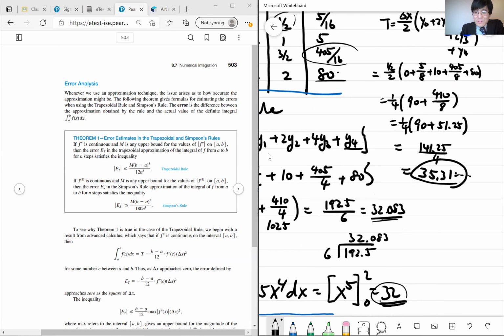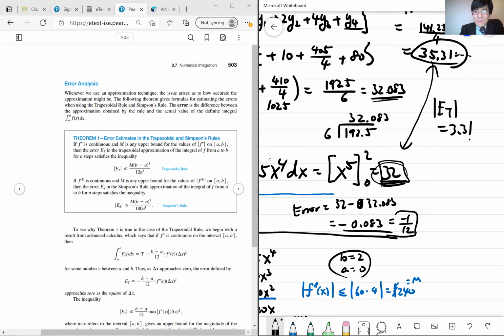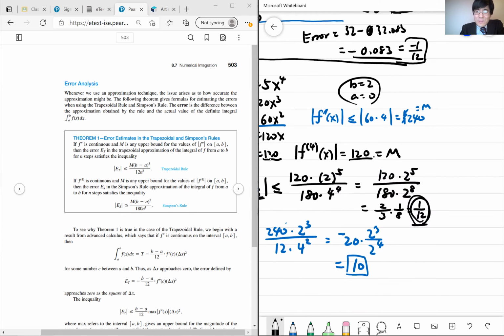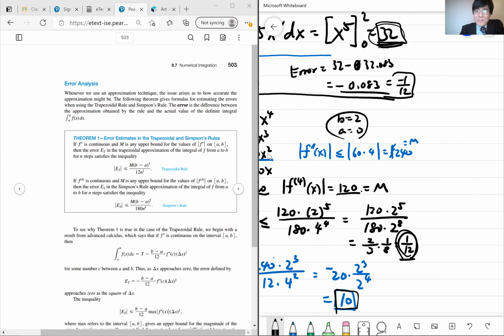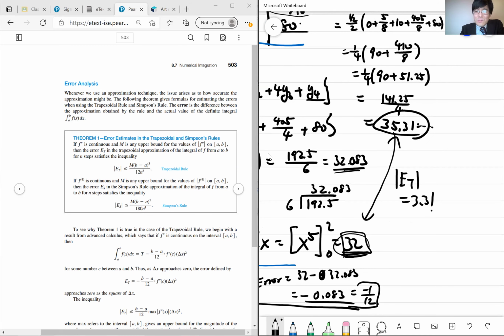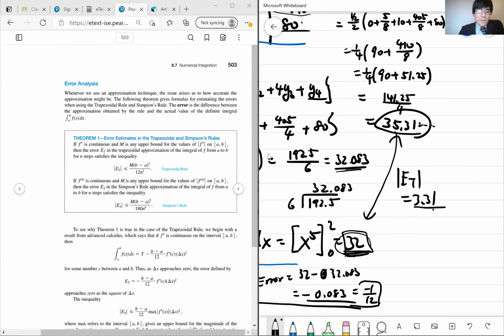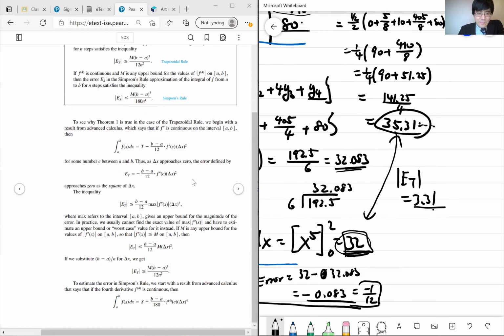The actual value is 32, so not too bad, but you see the error caused by the trapezoidal rule is equal to 3.31, which doesn't violate the result we had because the error is at most 10. In this case, the error we got is 3.31. Okay, so that's how we use these error formulas.